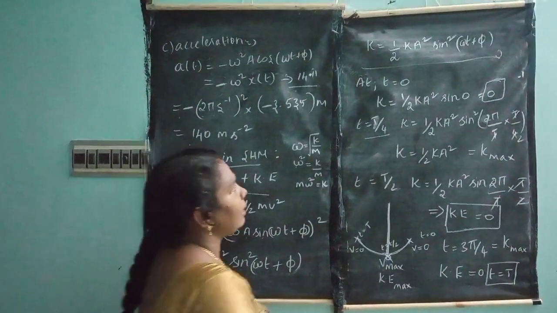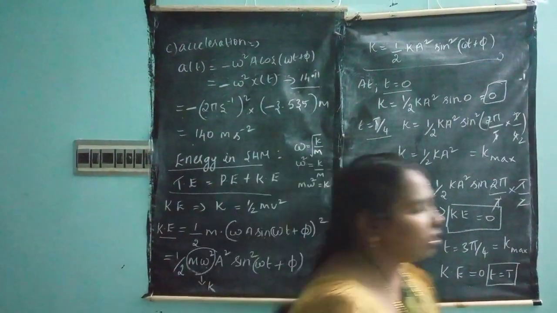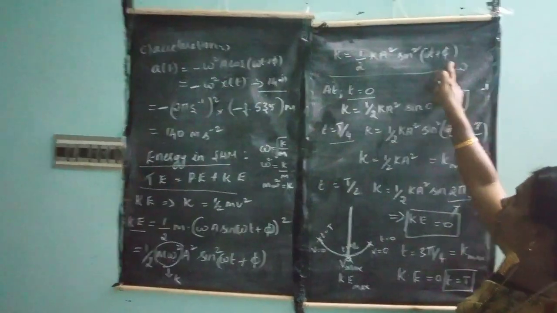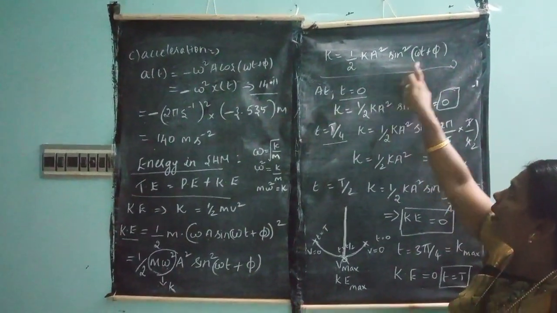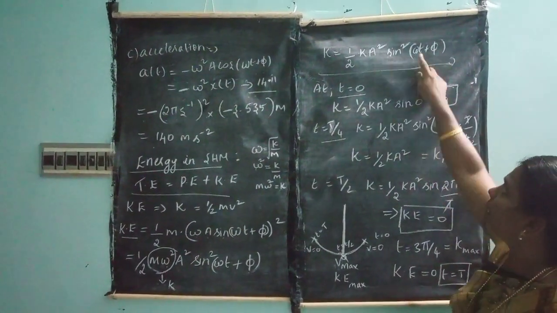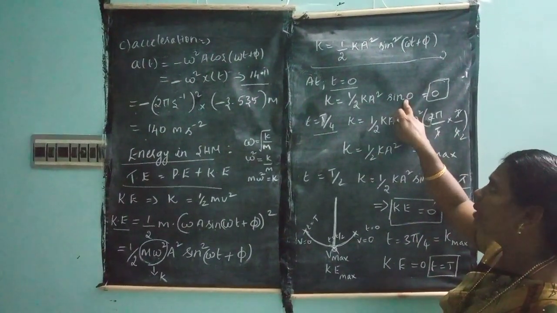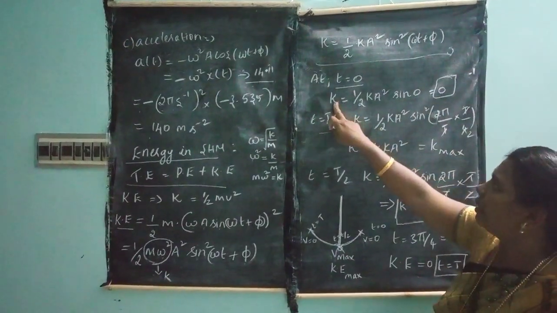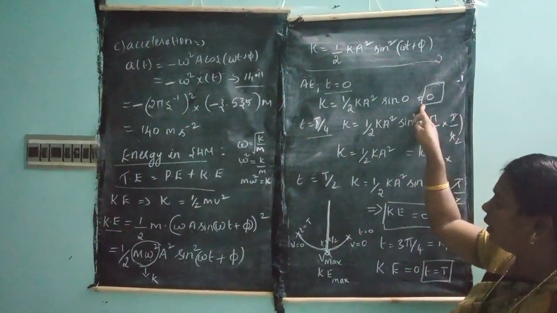Okay. See here, at time t is equal to 0. What is the general formula? That is sin square (omega t plus pi). So when I substitute t is equal to 0, this term becomes sin 0, because omega into 0 is 0. Sin 0 is 0. So when you multiply this term with this 0, the kinetic energy is 0. When time t is equal to 0 seconds, the kinetic energy is 0.